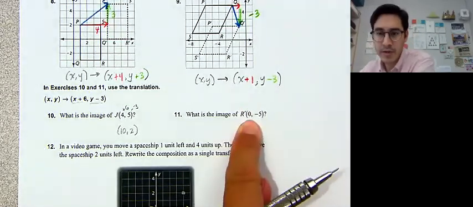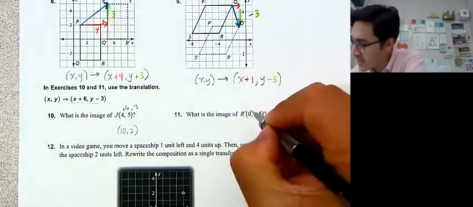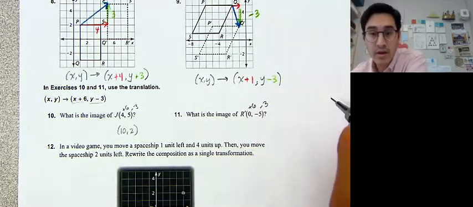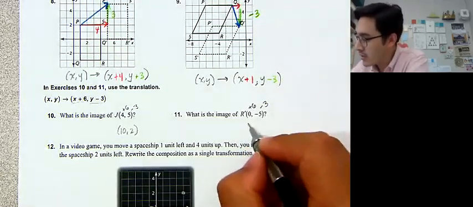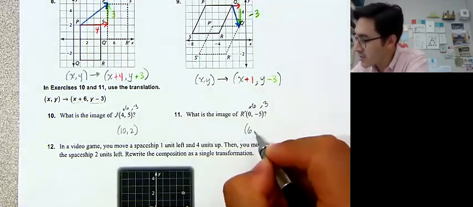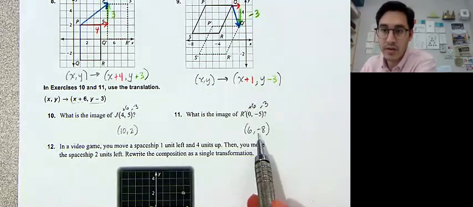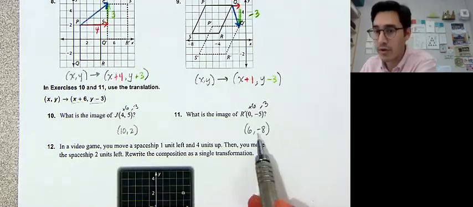All right, we'll do the same thing here. We're going to add 6 to the x coordinate, and we're going to subtract 3 from the y coordinate. And so we're going to have 6 and -8. That is the coordinates of the new point or the new image.